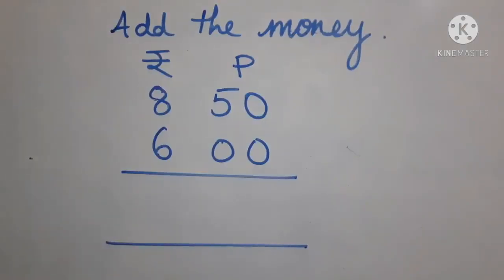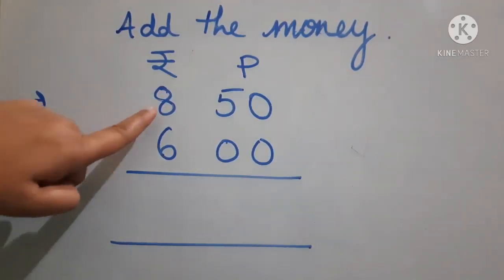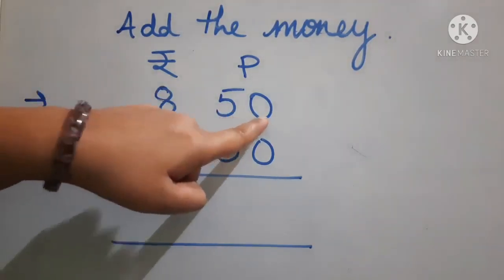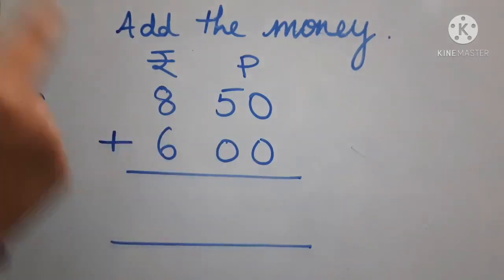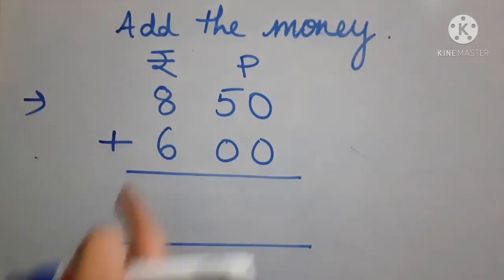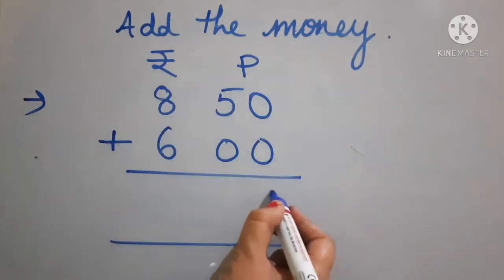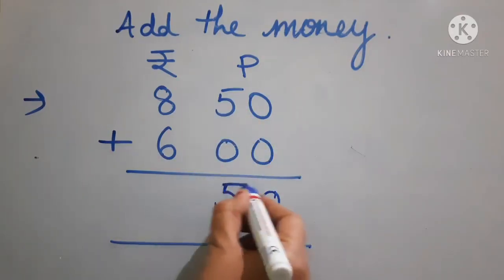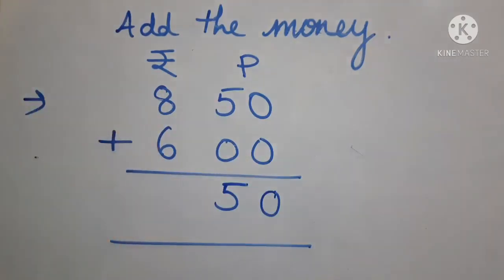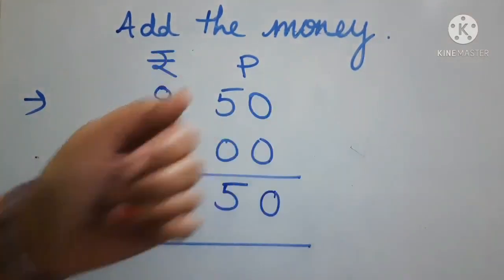Children, now we are going to add the money. Here the question is, we are going to add 8 rupees 50 paise with 6 rupees 0 paise. It is very easy. As you know additions, we are going to do these sums the same way. 0 plus 0 is 0. 5 plus 0 is 5. Now 8 plus 6 is how much? 8, 9, 10, 11, 12, 13 and 14.